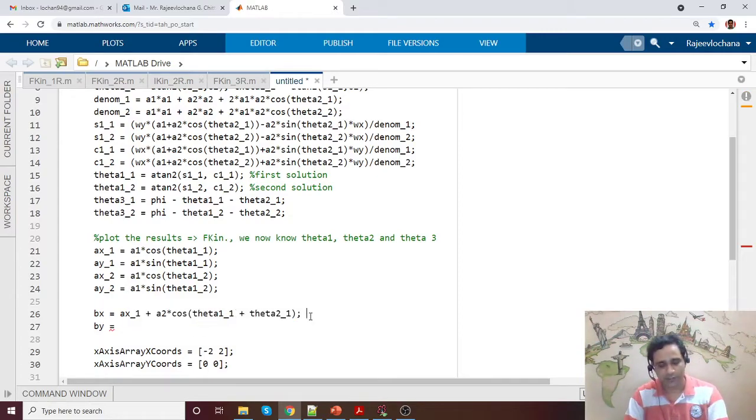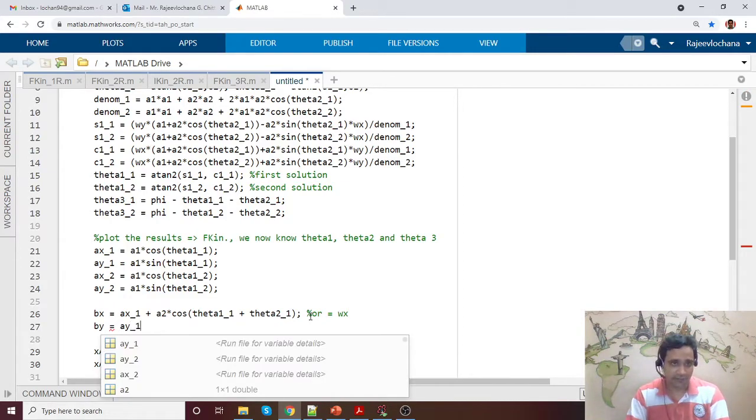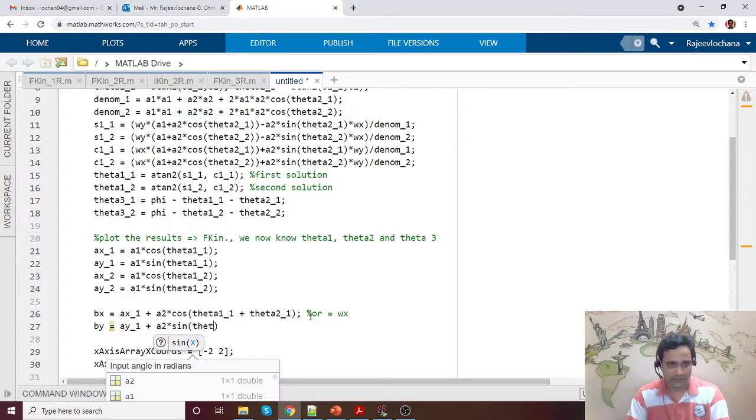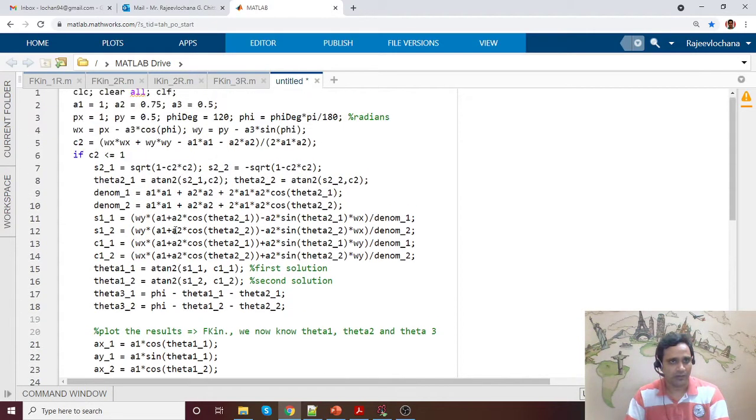Okay, so I'll leave it to you. You can try it out. Or equal to Wx, because ultimately once we do inverse, these are some checks you can have. Similarly, ay1 plus a2 into sine of theta 1 second solution plus theta 2 second solution. This is also equal to wy. Okay, so wx wy are already defined here.